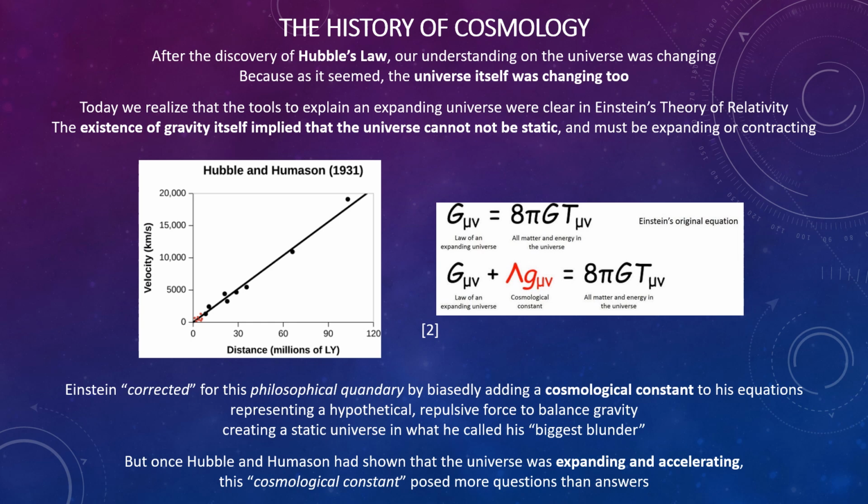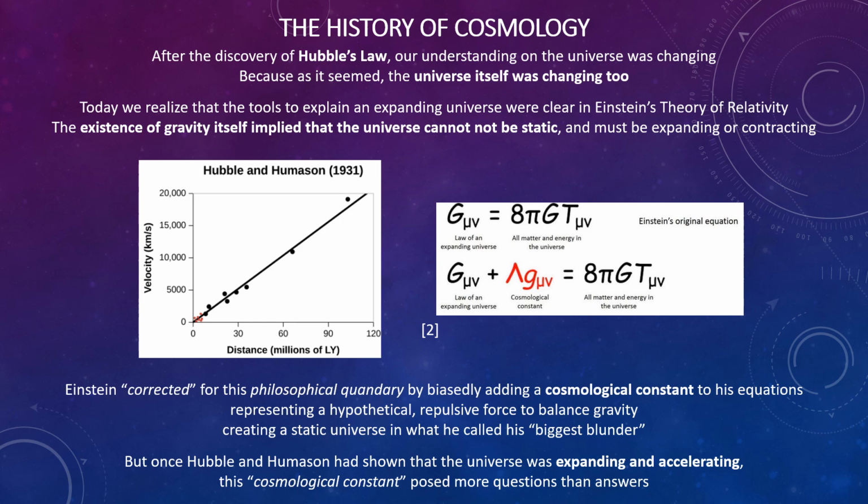It gave him a philosophical quandary. It made him uneasy. And so he added a term called the cosmological constant, that term there in red, which would represent a hypothetical repulsive force that would balance gravity so that the universe could be in a state other than expanding or contracting. But he didn't like this eventually. He actually realized, maybe incorrectly later in his life, that it was a blunder. He called it his biggest blunder.